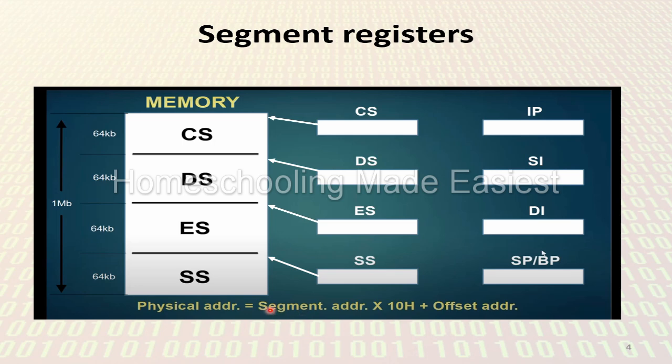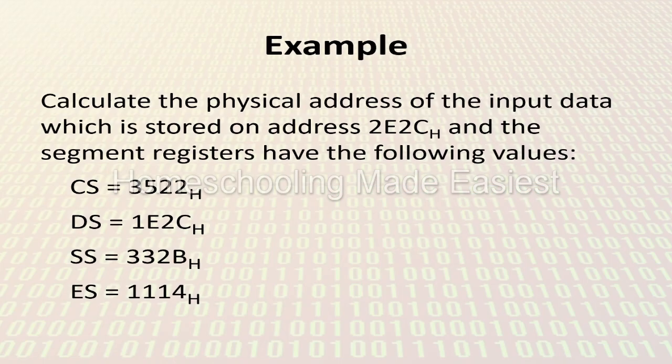So if we know the segment where it resides, we will know the segment address. We multiply it by 10 hexadecimal in order to add the 4 binary zeros at the end. And we add the offset address of the item, meaning the logical address of the item. So going back to our sample problem, we have to identify what is the offset and what is the segment address.